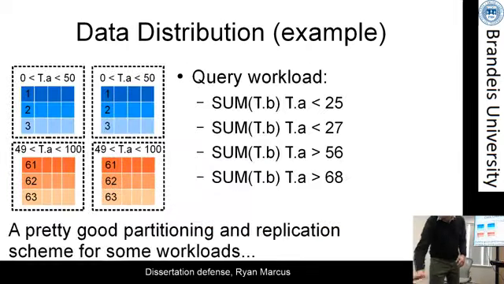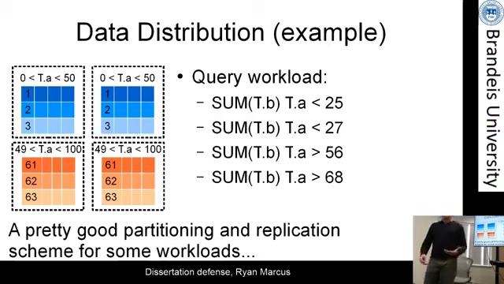If your query workload looks something like this, to sum up a column where the predicate is less than the midpoint or greater than the midpoint, this is a pretty good fragmentation scheme. You don't have to send any data to any other node. You can compute the query, possibly in parallel, on a single node using the data that's there.